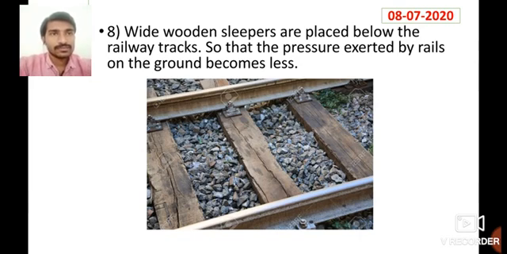So these wooden sleepers are of large area, so the rail usually runs on this railway track. The rail will run on the railway track. At first the rail comes in contact with this railway track, but it does not come in contact with the wooden sleeper directly. So here we are using a wooden sleeper to reduce the pressure exerted by the rail on the ground. So this is the reason we are using the wide wooden sleepers.